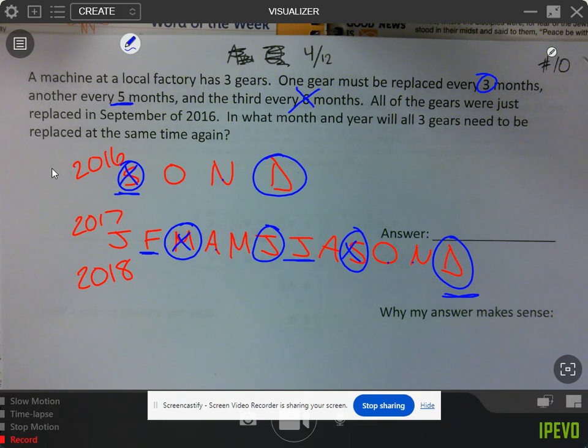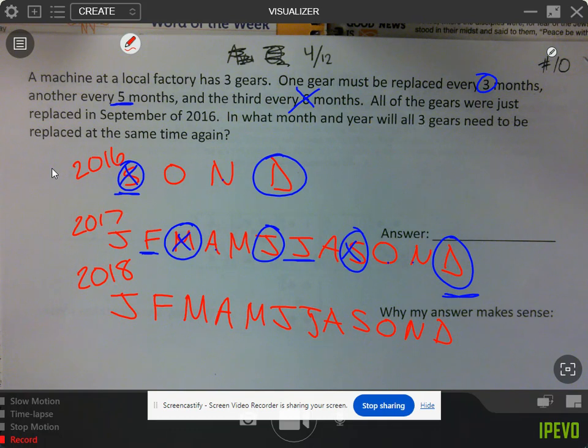All 3. Is there any month that's circled, underlined, and crossed off? So far, there's not. So that means I need to go farther. I need to do 2018. And I need to keep doing my pattern until I get to a month that has all 3 circled, underlined, and crossed off. That's the next time they're all going to be replaced in the same month.